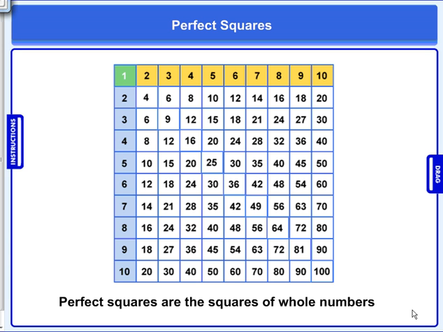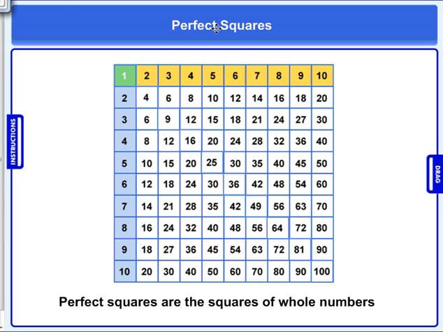Today we're going to discuss square roots. A square root is defined as something that you multiply by itself to get the number. For example, the square root of 16 is 4 because 4 times 4 equals 16.